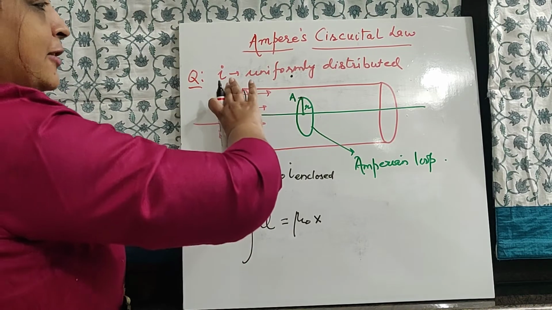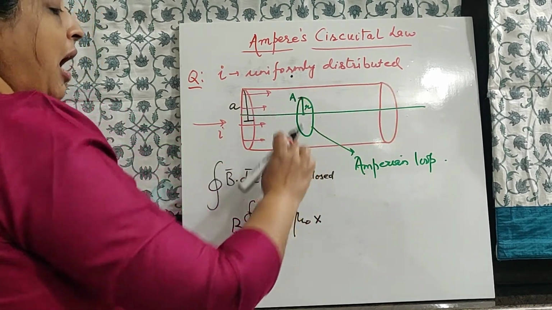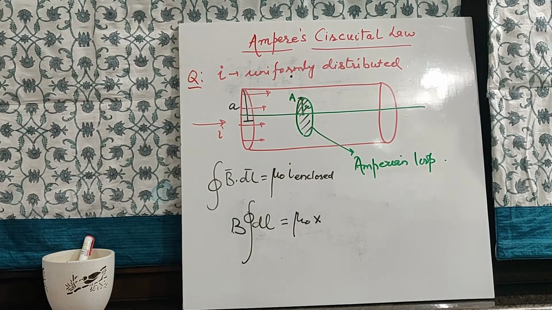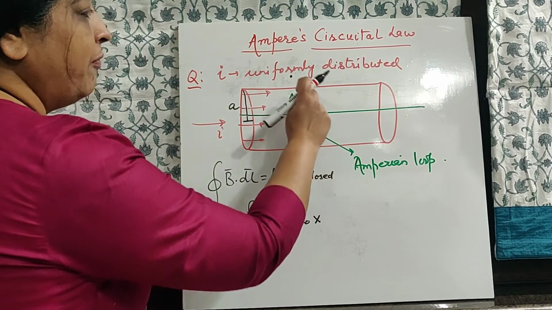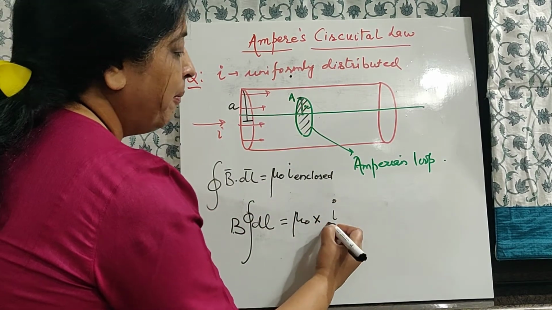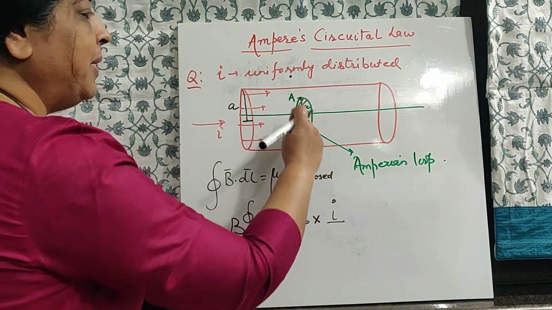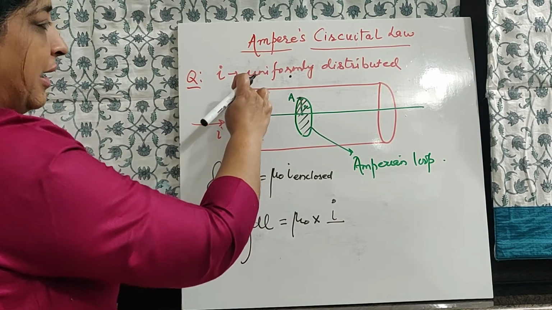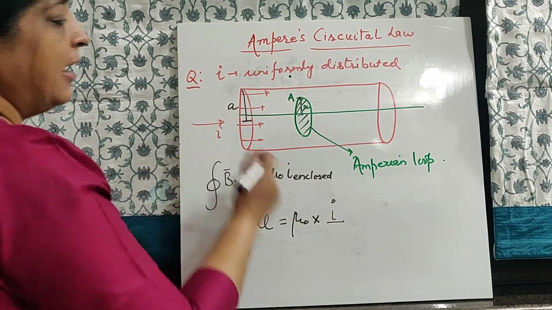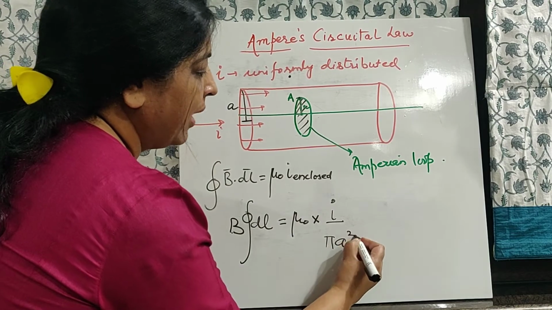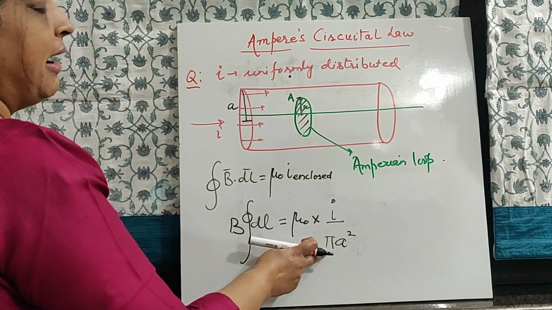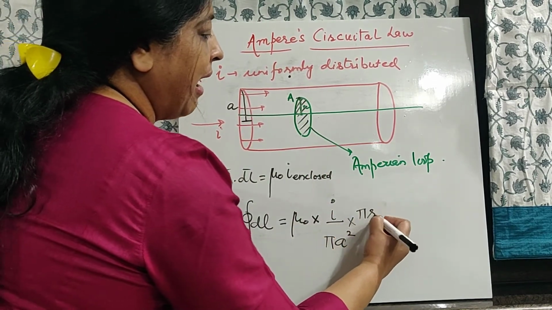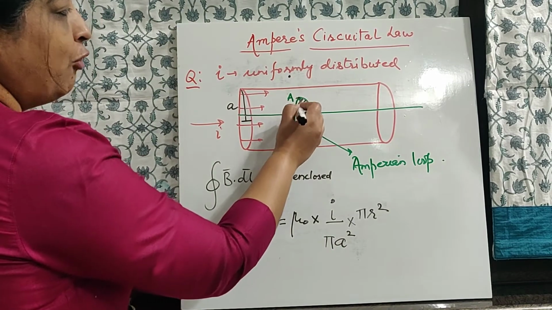Now if current I is flowing through the whole cross section, how much current is enclosed by this loop? We have to find it out. How will we find it out? Current enclosed by this loop will be current I per unit cross sectional area. Now the conductor has a radius A. So I upon pi A square will be current per unit area flowing through the conductor. This multiplied by pi R square will be the current flowing through this loop.